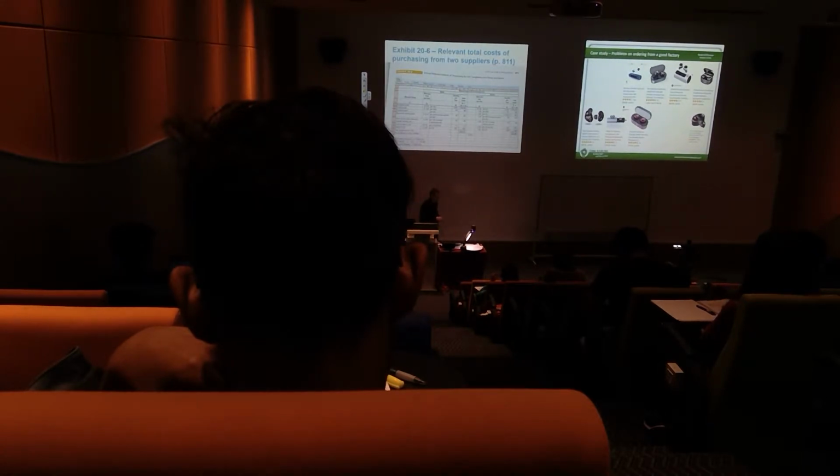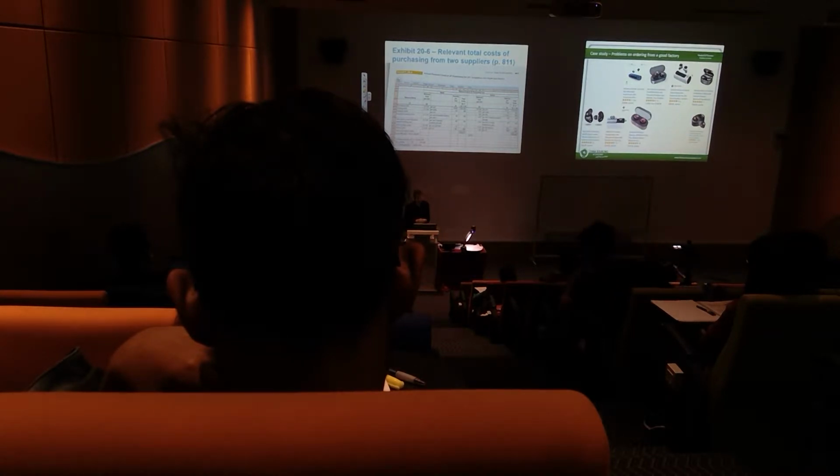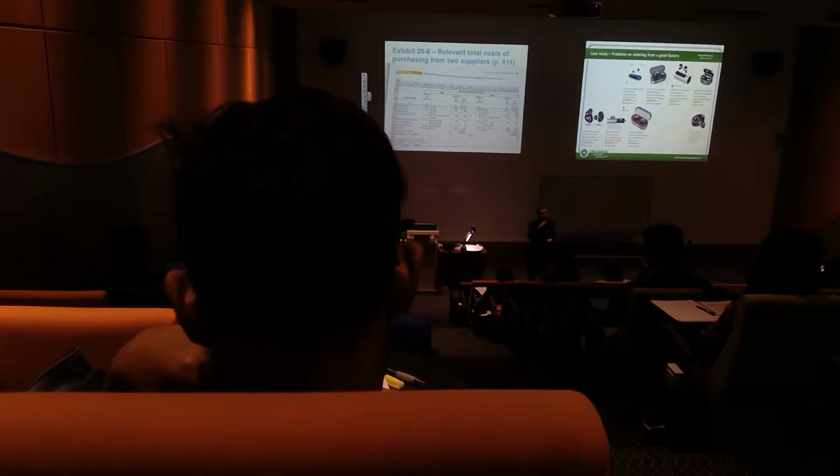Now we go to supply chain management. Here we have page 811, the relevant total costs of purchasing from 2 suppliers. I love this because, of course, I'm visiting suppliers, right? So there's an example in the textbook about 2 suppliers. And what I began to show you on Monday was, doesn't this look like what you studied in Management Accounting 1?